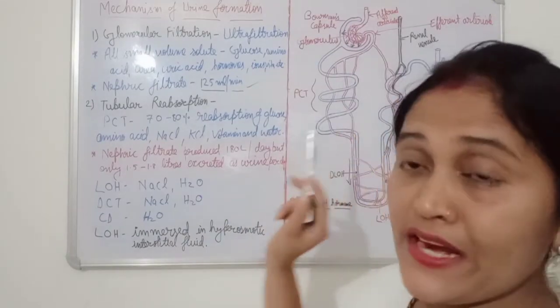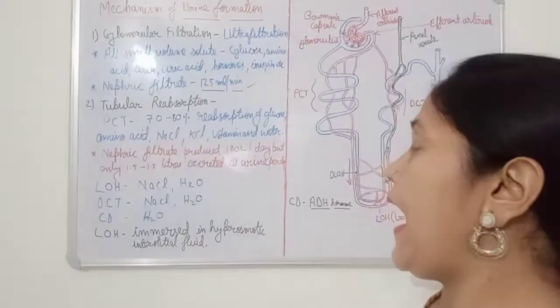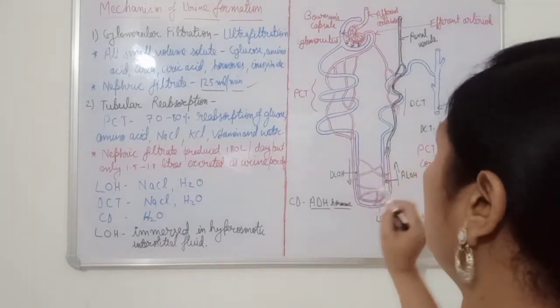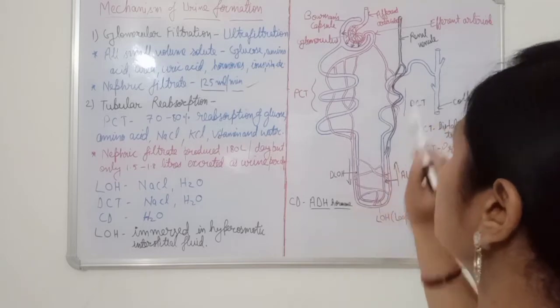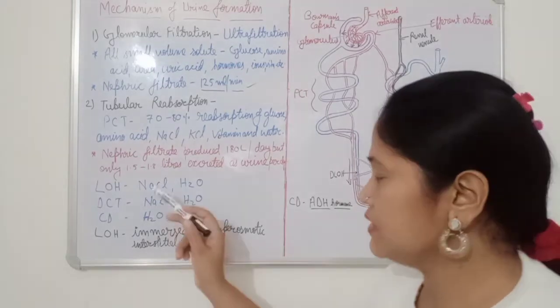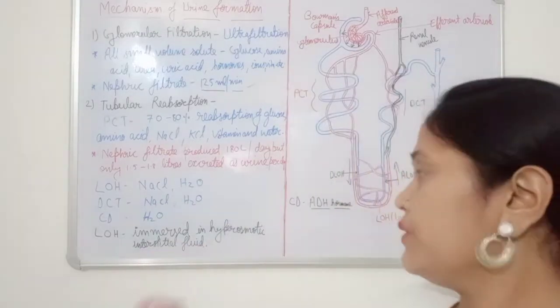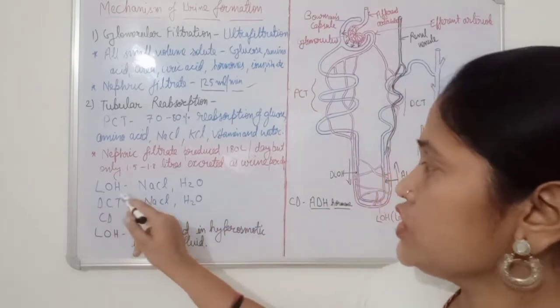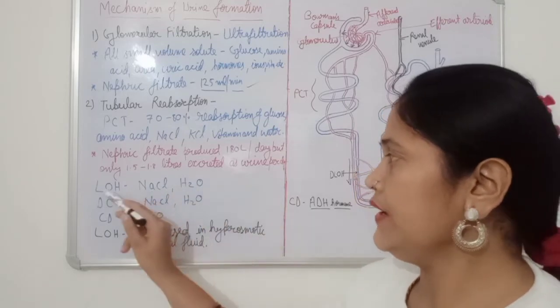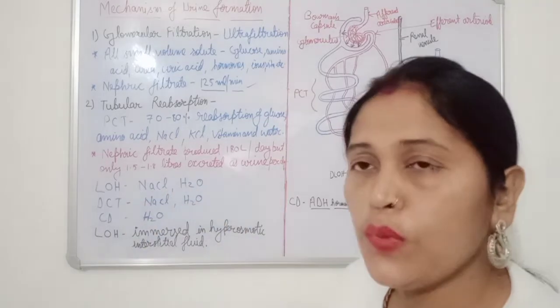The remaining reabsorption occurs in the loop of Henle, the DCT region, and the collecting duct. For your memory, I have written LOH: NaCl, sodium chloride, and water reabsorption occur in the LOH, the loop of Henle.